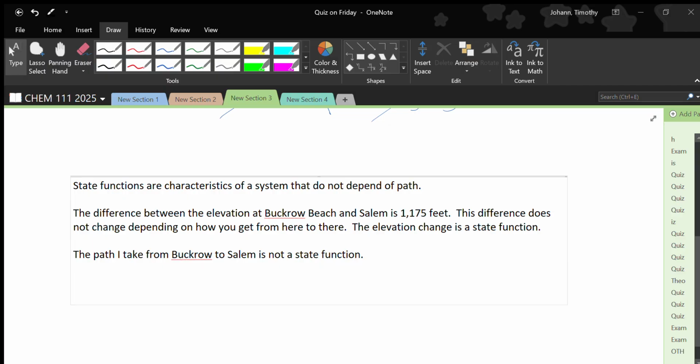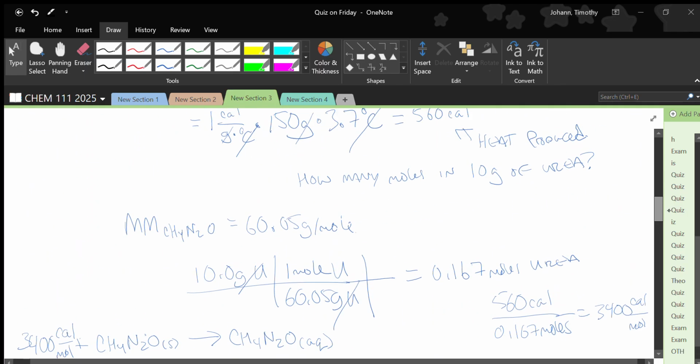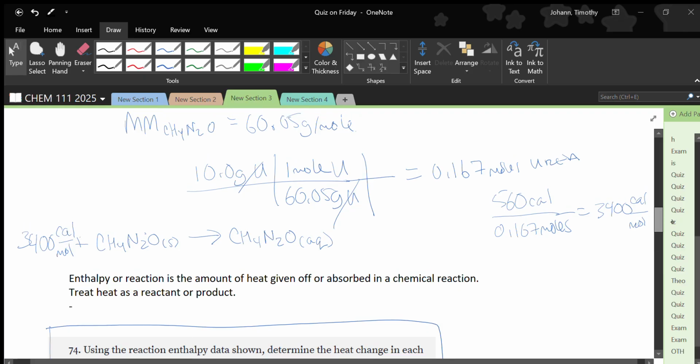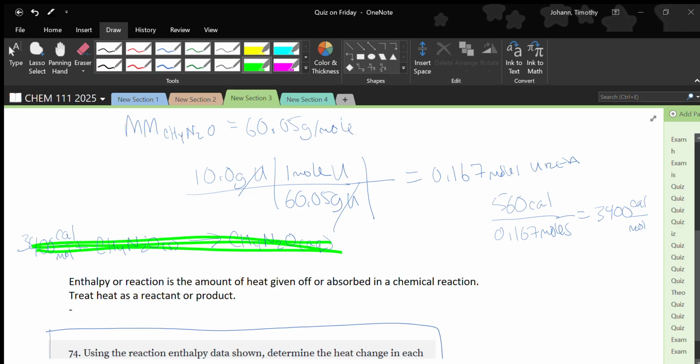But something like that. So does that make sense, what the difference is between a state function and a not state function? All right, so we have state functions in chemistry as well. Let's go up to this reaction right here. Okay? The amount of heat produced when a mole of urea dissolves in water is a state function. It's always the same. Okay?